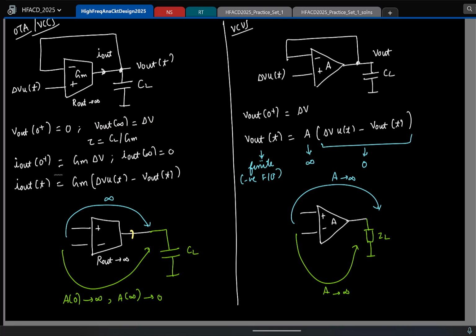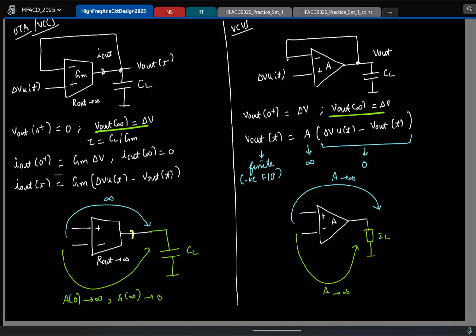Okay. So maybe we'll mention that the output at infinity will match the output at infinity here. But let us say I look at 0 plus. When I am looking at t equal to 0 plus, do you think I am looking at very small frequencies or very large frequencies? T equal to 0 plus, does it correspond to a small frequency or large frequency?